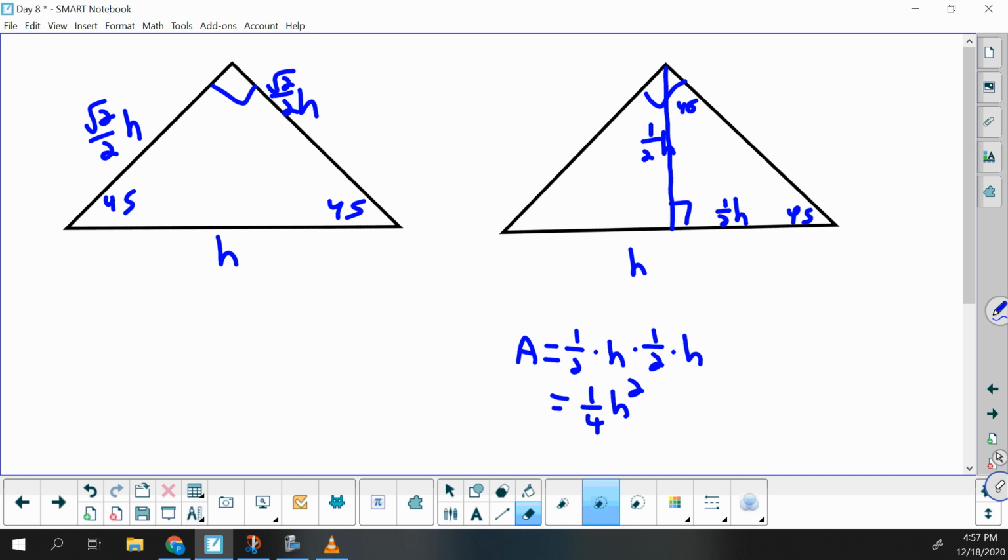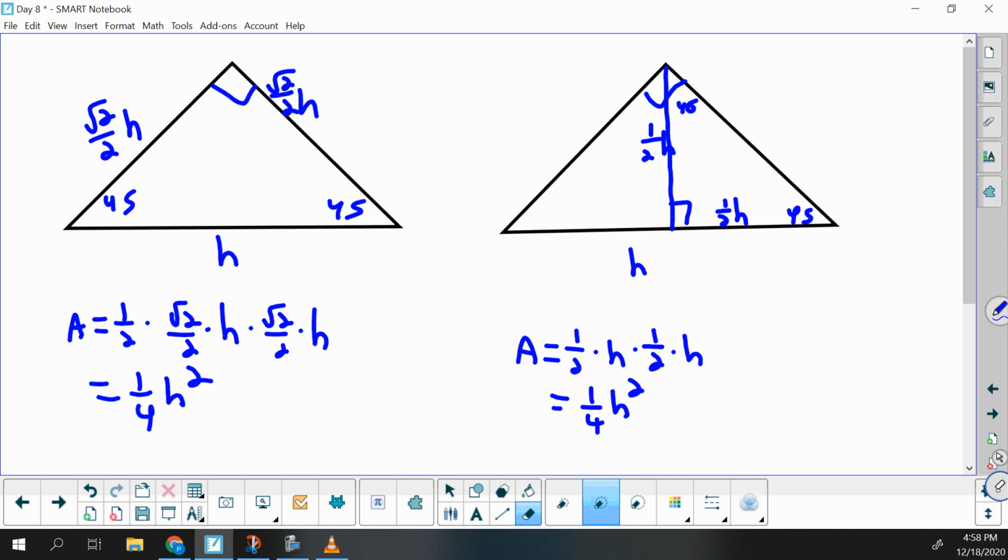Well, let's look at this one here, where we do the area of a triangle using our two legs. So area would equal 1/2, that's in the area of the triangle formula, times square root of 2 over 2 times H for one of the legs, times square root of 2 over 2 times H for the other leg. Well, square root of 2 over 2 times square root of 2 over 2 gives you 2 over 4, which is 1/2, times the other half, which is a 4th, and H times H is H squared.